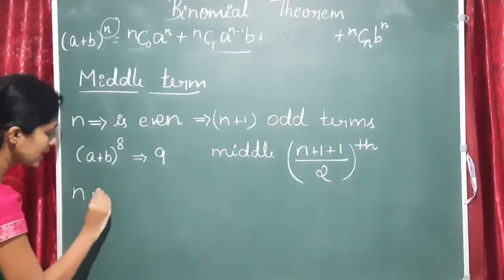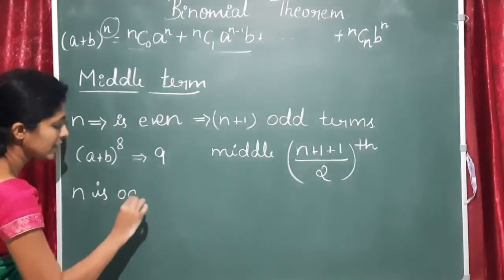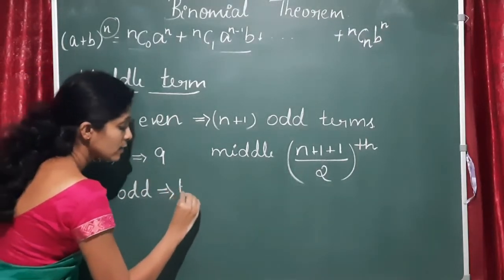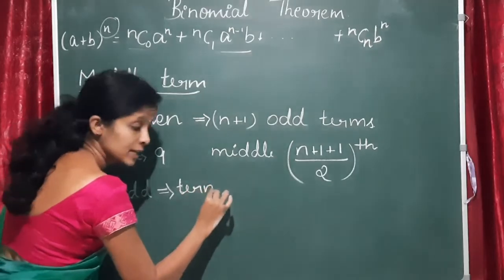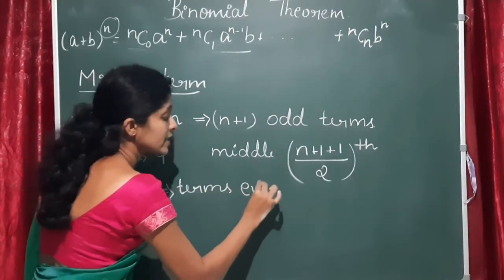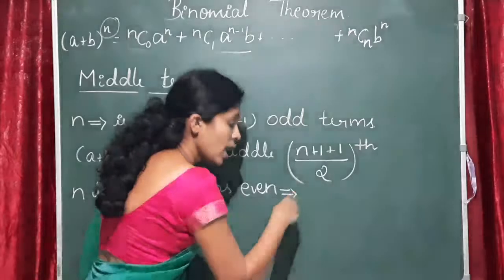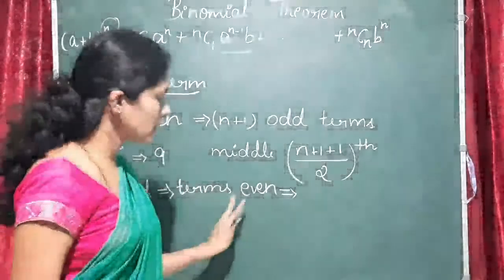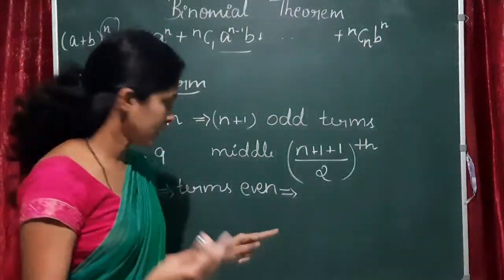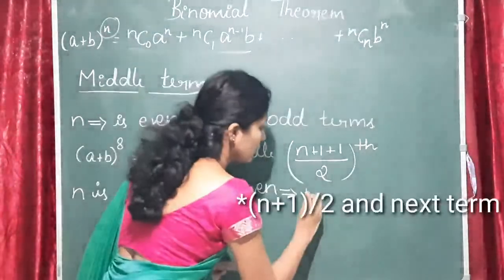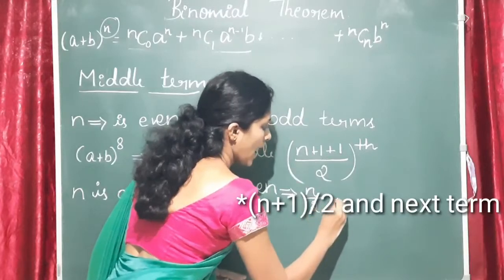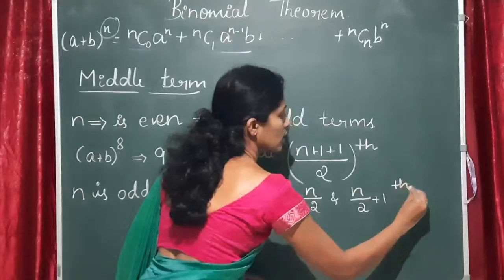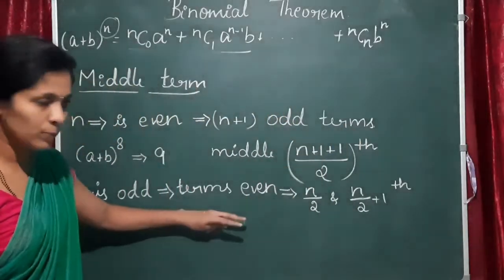Now, if n is odd, the number of terms will be even, one more than that. Since the number of terms is even, how many middle terms will be there? Obviously 2, right? So there will be 2 middle terms. They will be the n by 2 th term and the (n by 2 plus 1)th term. So these are called the middle terms. Is it clear? I hope you understood this.